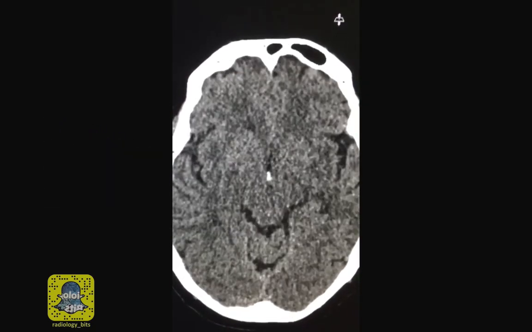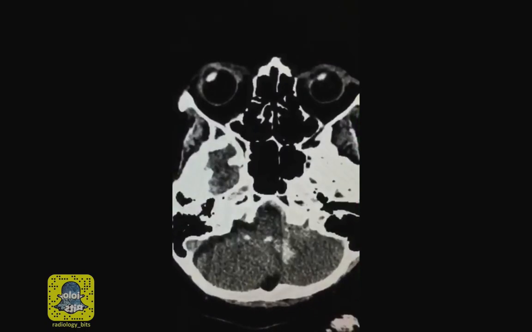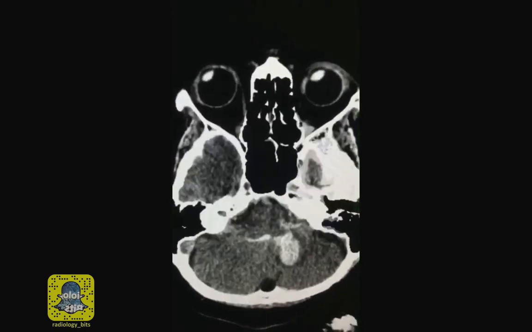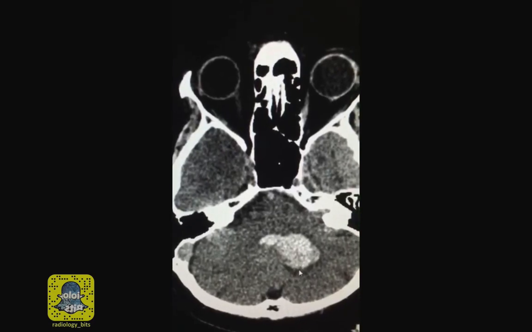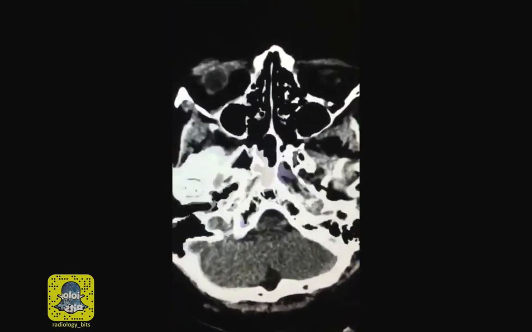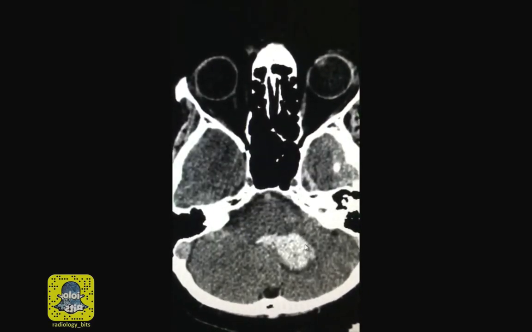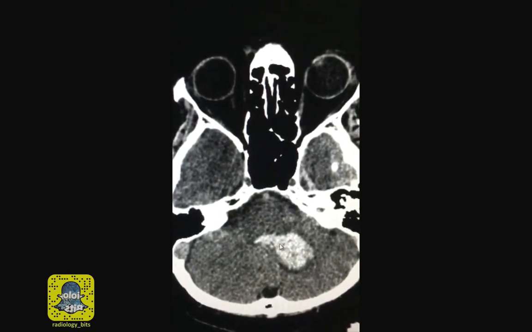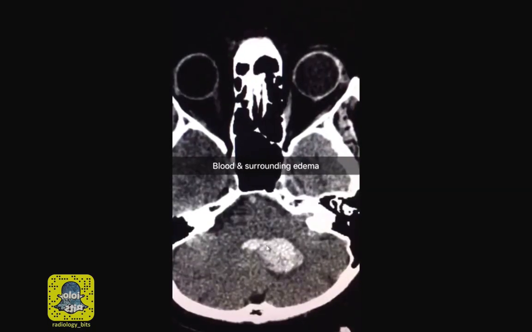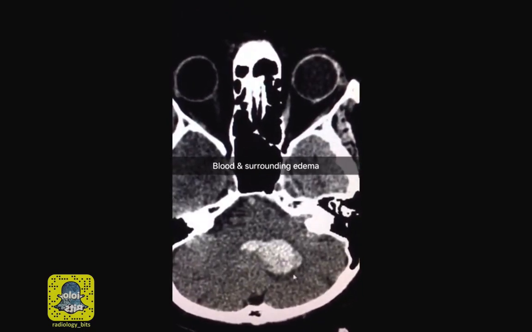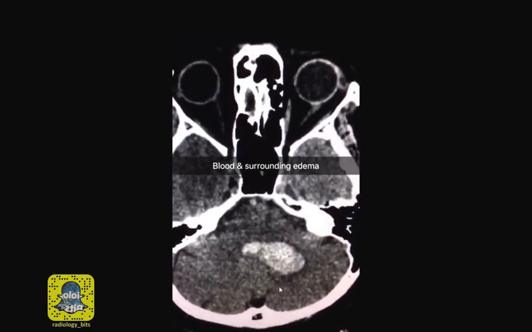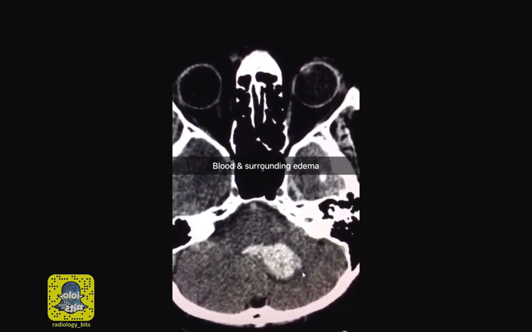This is a 72-year-old female patient who presented with weakness. There's this hyperdensity that predominantly involves the left cerebellum and is consistent with an acute hemorrhage. The hemorrhage here is surrounded by a rim of darkness, hypodensity, which is consistent with vasogenic edema.